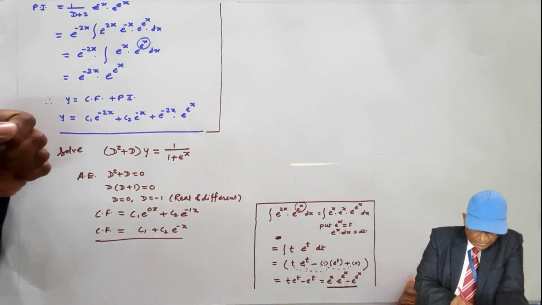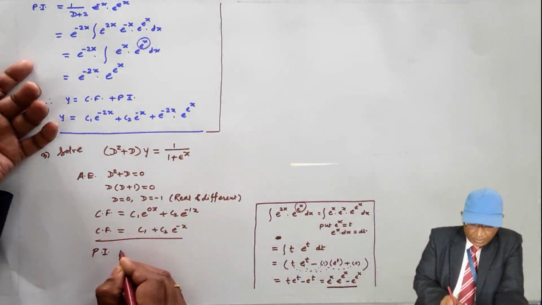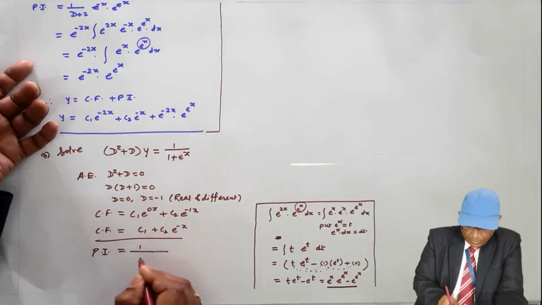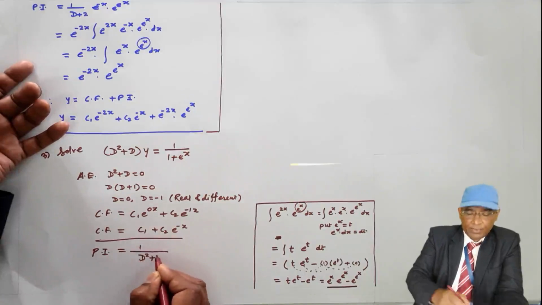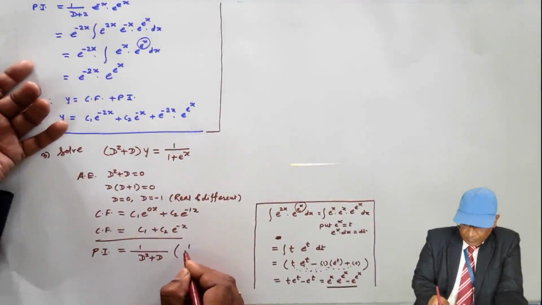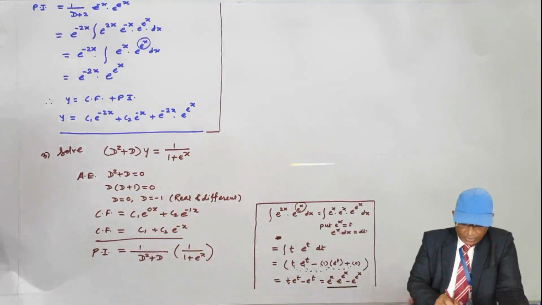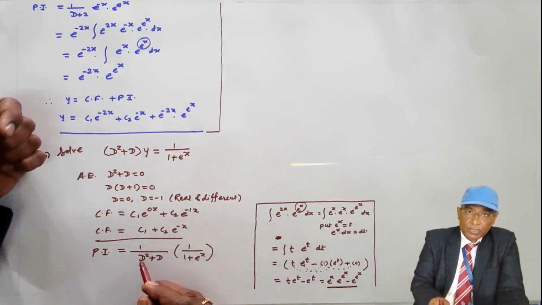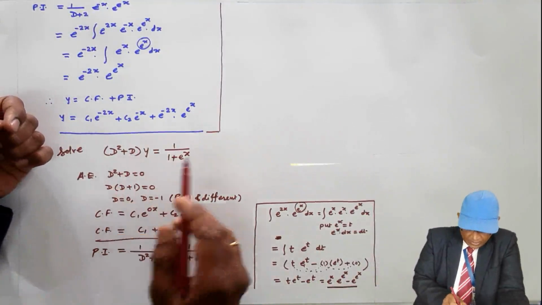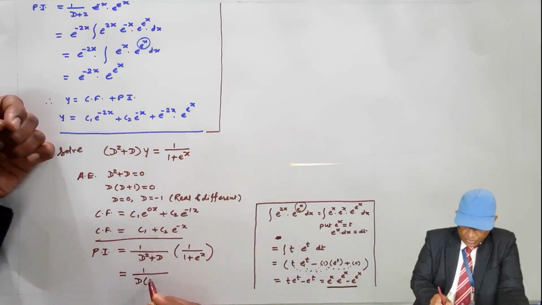Now, the particular integral. The particular integral is 1 by D square plus D, with the coefficient of y shifted to the right hand side, of 1 by 1 plus e to the power x. Okay. Now, after shifting the coefficient of D to the right hand side, this operator on the right hand side we have to factorize. Just factorize it, take D common, D plus 1 in this way.